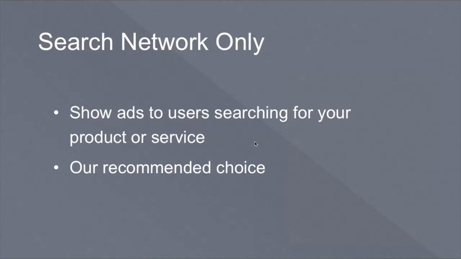So here we go. The Search Network Only is the default campaign type of choice. It's used when you want to advertise for people searching for your product or service. It's where we will start the vast majority of everything that we do on AdWords. So by default, when we're looking to create a campaign, we are always going to go Search Network Only.